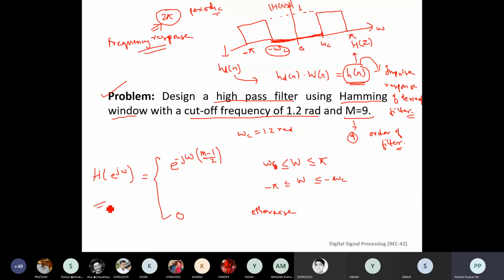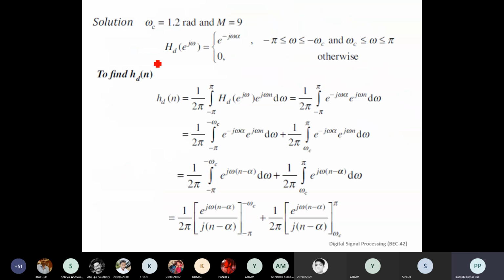So this is the generalized high pass filter frequency response. Here, generally (m minus 1) by 2 is considered to be alpha. We will be writing alpha for (m minus 1) divided by 2. With respect to that, we will see its frequency response first. If omega c is given and m is given, the generalized frequency response Hd of e to the power j omega will be e to the power j omega alpha.